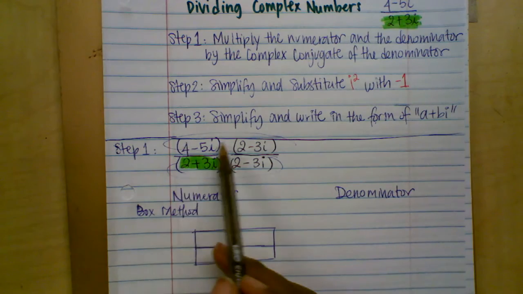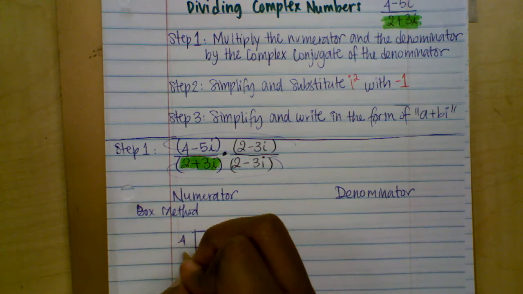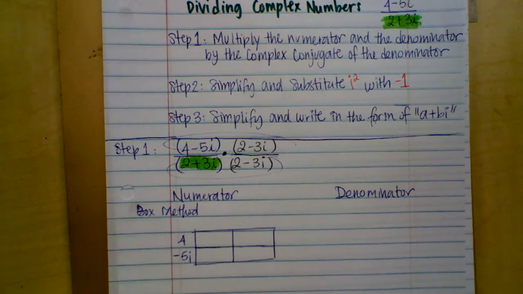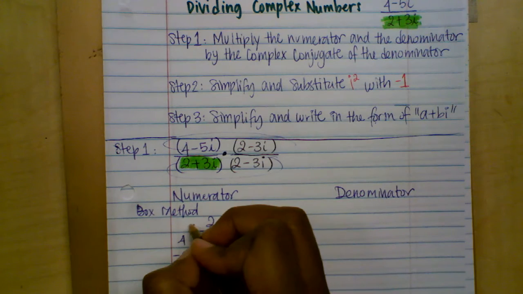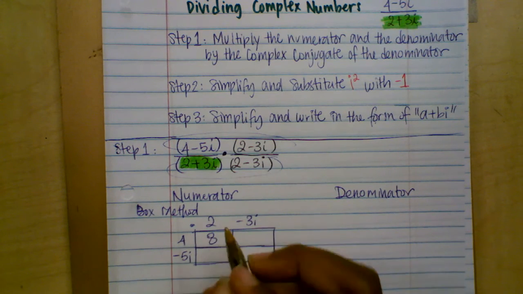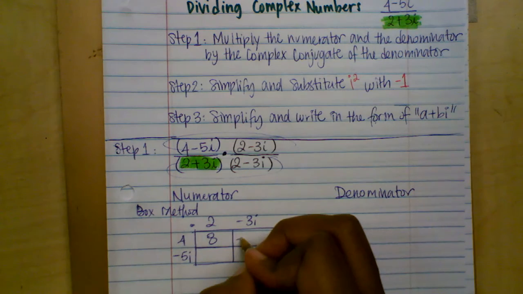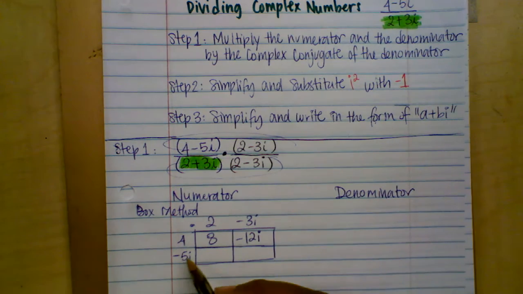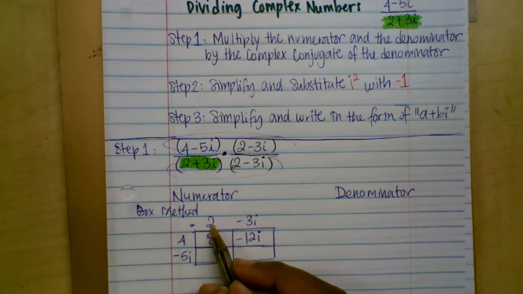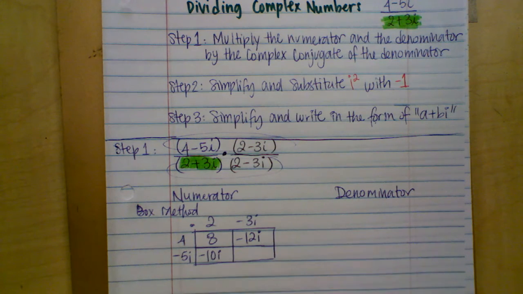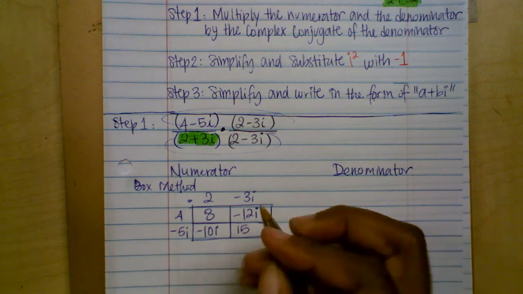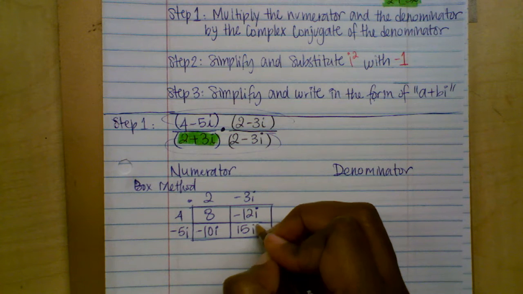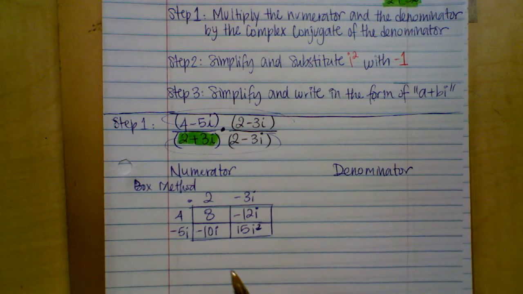We are given the factors. Here I'm going to write 4 minus 5i, and here is going to be 2 minus 3i, and then you're going to multiply. 4 times 2 is 8. 4 times negative 3i is negative 12i. Then negative 5i times 2 is negative 10i. Negative times negative is going to be a positive. 5 times 3 is going to be 15. i times i is going to be i squared. It cannot be just i, it has to be i squared.